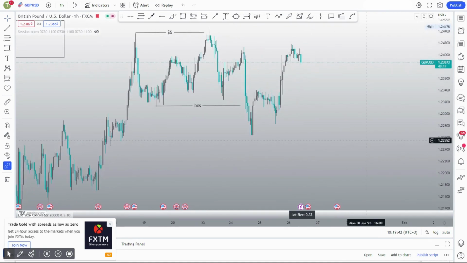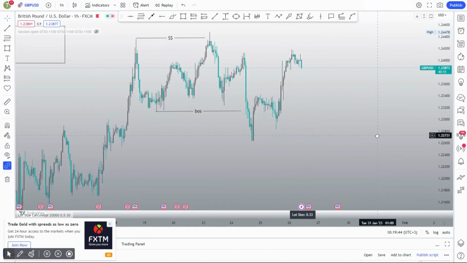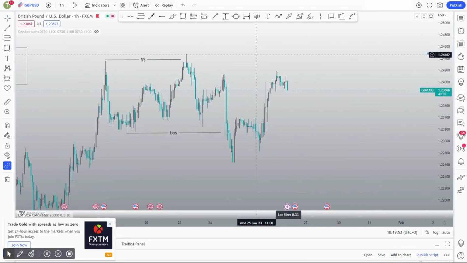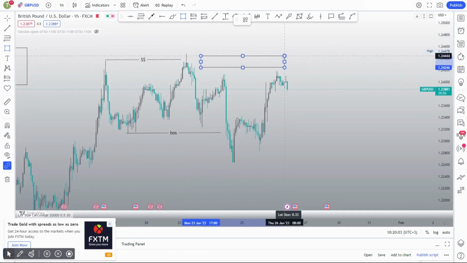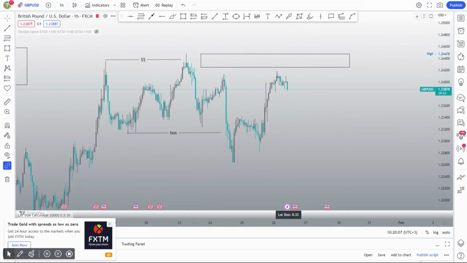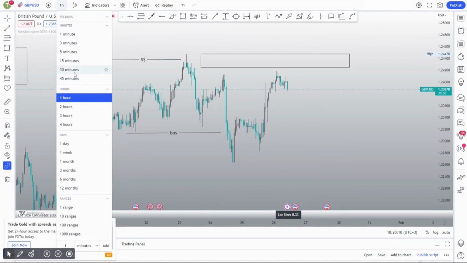Okay, so what we want to do is look for the order block. That is the order block on the most premium supply zone. So our premium supply zone is here. So we are going to find an order block at this zone. So this will be the hourly order block. Let's see if on a lower time frame we can find a better entry.